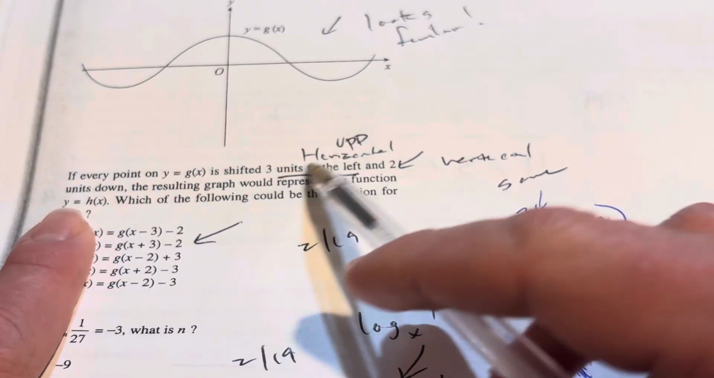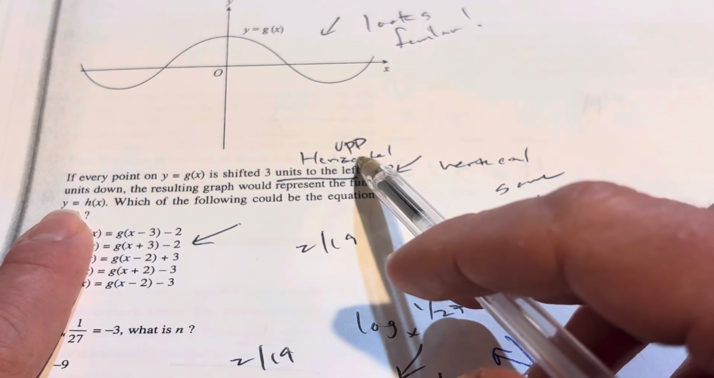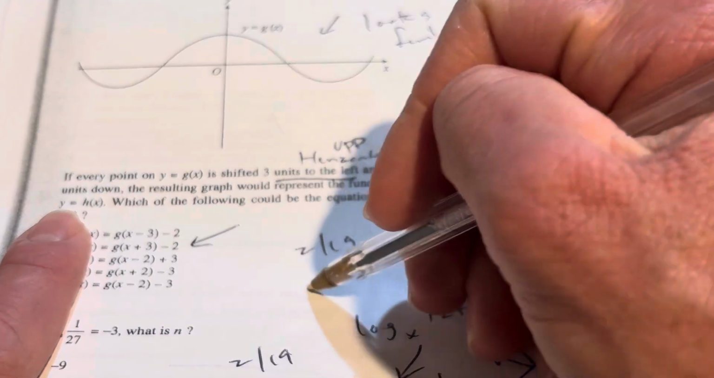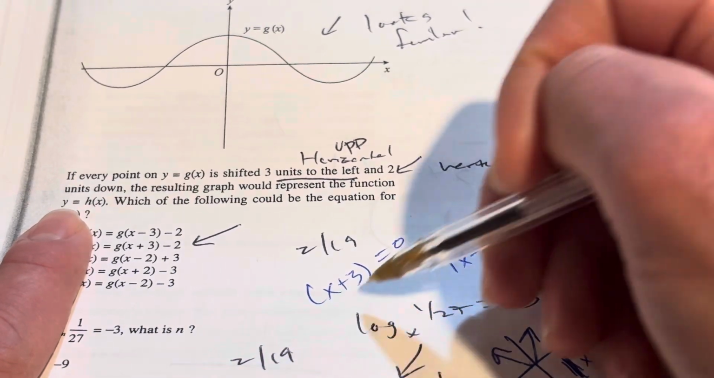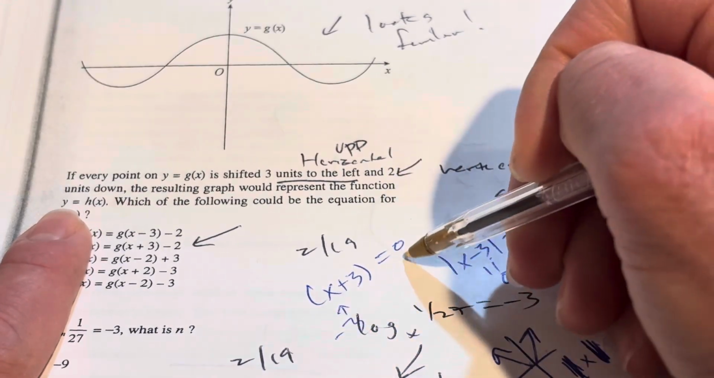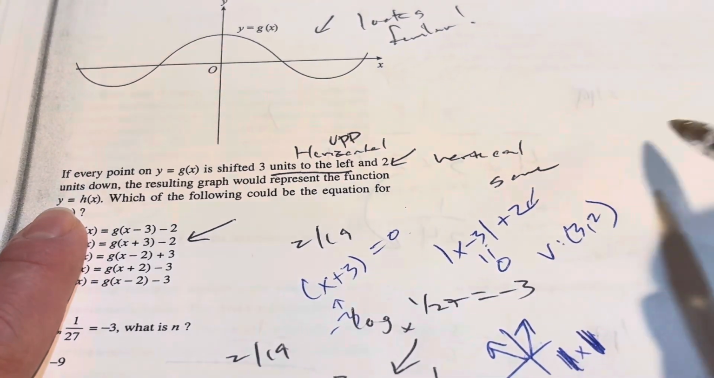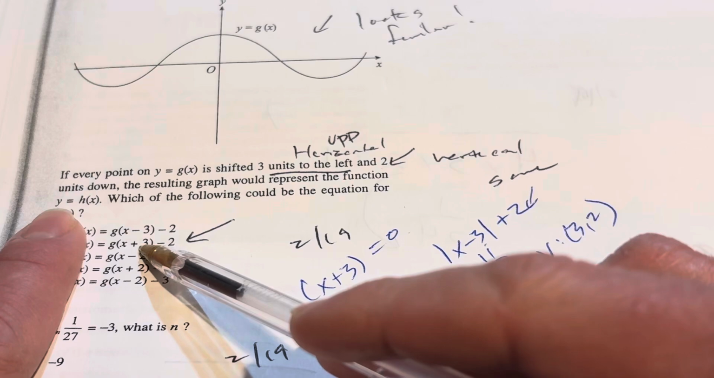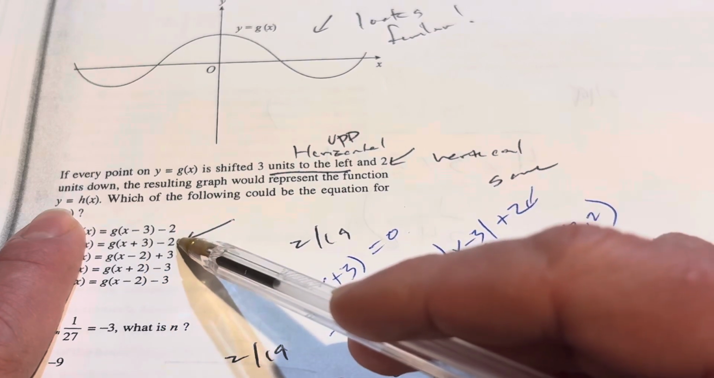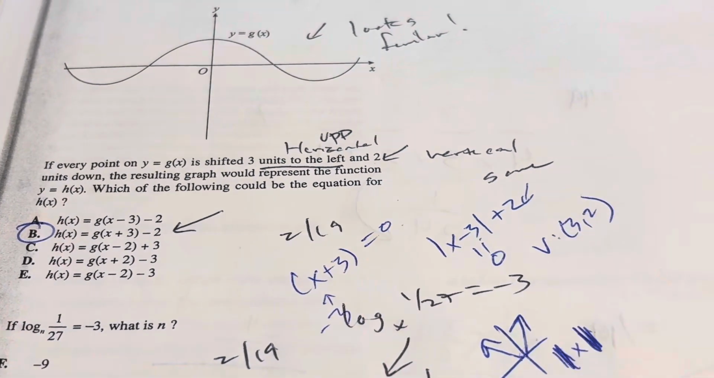So if it's going to be 3 units to the left horizontally, that means it needs to be x plus 3. What do I plug in? If it's 3 units to the left, that means x is a negative 3 here if I set it equal to 0. And then 2 units down, so it's the same. 3 units to the left means it would be an x plus 3 there, and then 2 units down means it's going to be a minus 2. So that's why it's B.